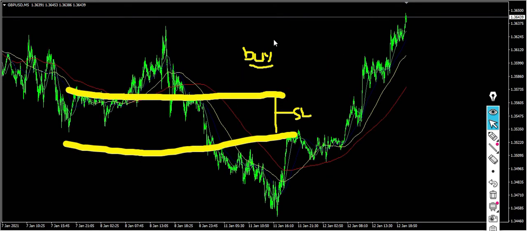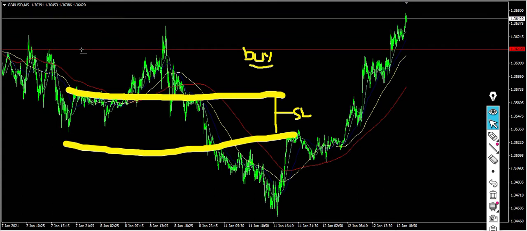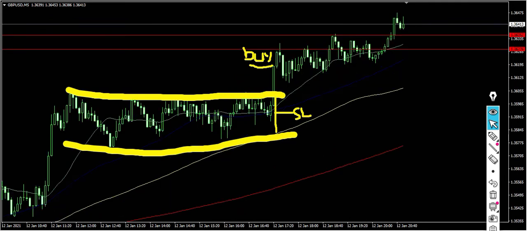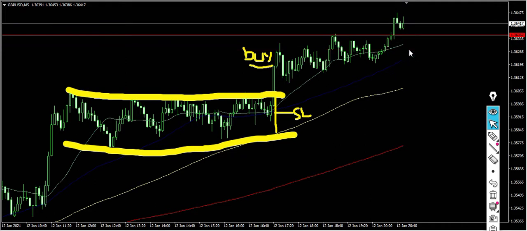Okay, so you can see these peaks and valleys. Okay, this is a peak, and this is another peak. Okay, so let's get back to the chart. Entering here, we can potentially target our TP around this area.